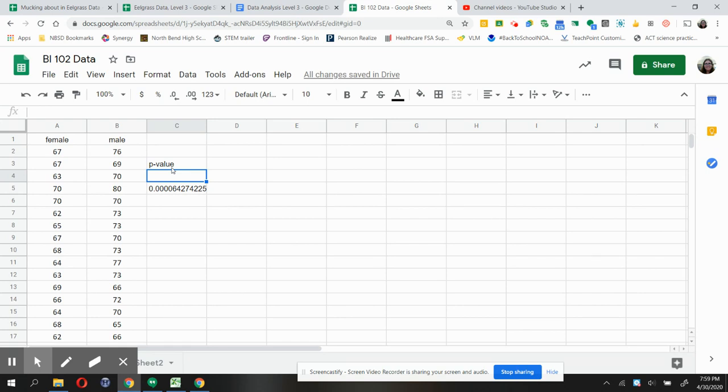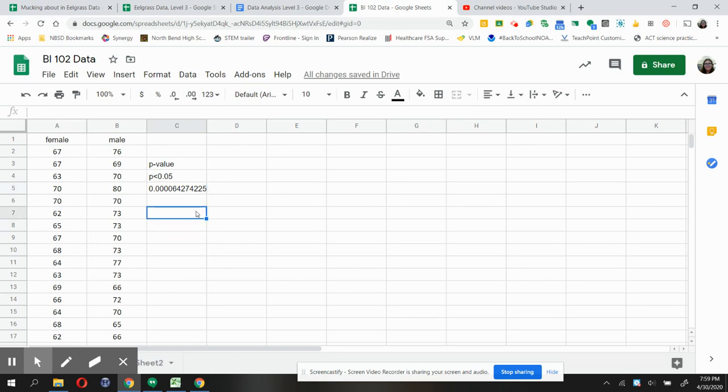And they said if 95% of the time you can reject the null hypothesis, then that means your stuff is legit. So if your p-value is less than 0.05, then you have statistical significance. And it looks like here we have a p-value of 0.00006. So we definitely have significance.